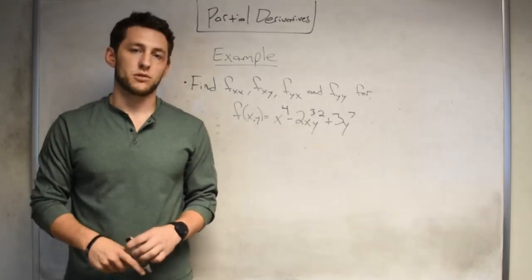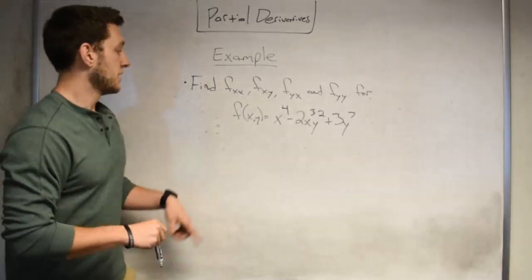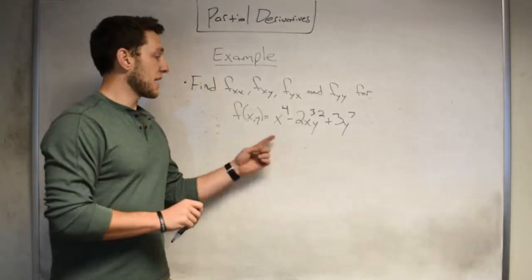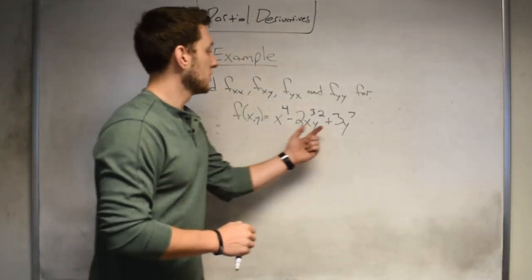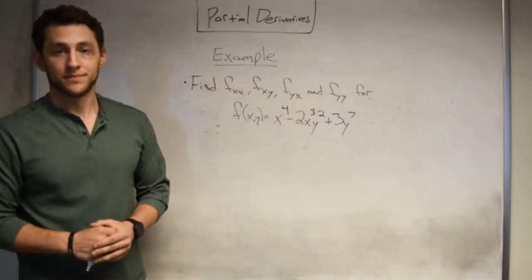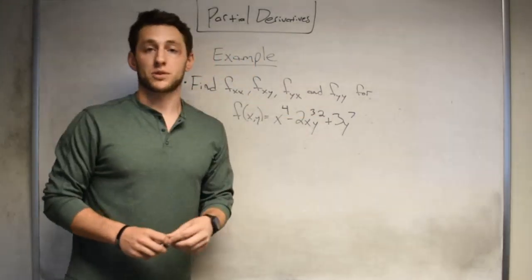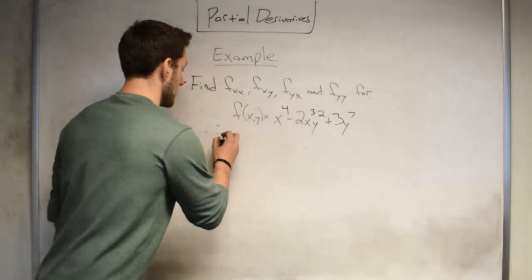Find all second order partial derivatives for the function f of x comma y equals x to the 4th minus 2x cubed times y squared plus 3y to the 7th. In order to find these second order partials, we need the first order partials.